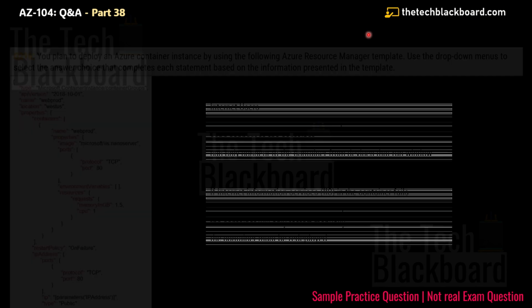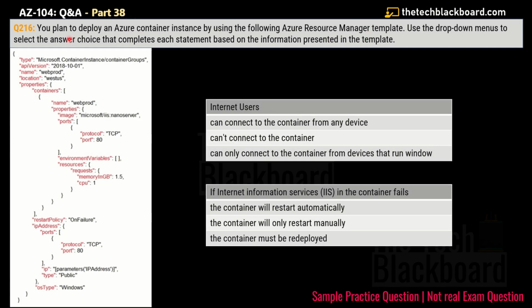So let's not wait further and head on to the very first question for today. Starting the episode with a very interesting question number 216, part 38. The question is saying that you plan to deploy an Azure container instance by using the following Azure Resource Manager template. So here is the template given, Azure ARM template, and then it says use the drop-down menus to select the answer choice that completes each statement based on the information presented in the template.